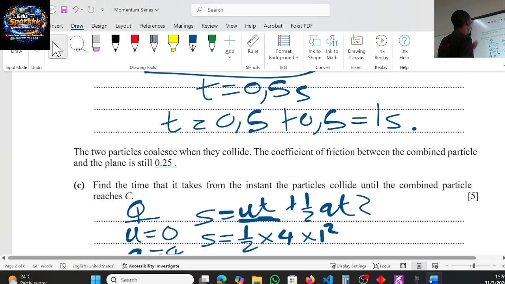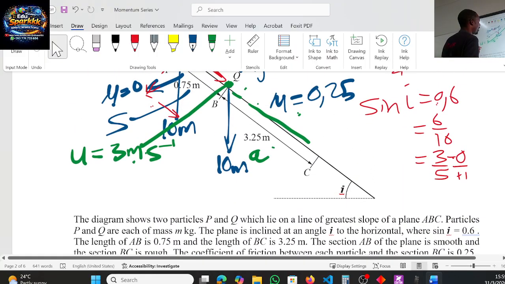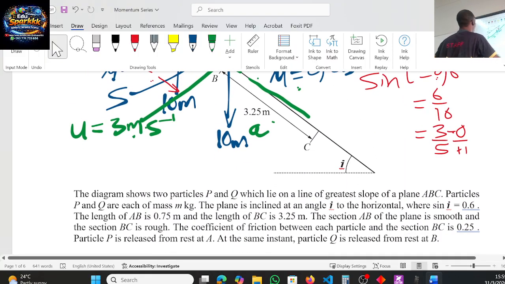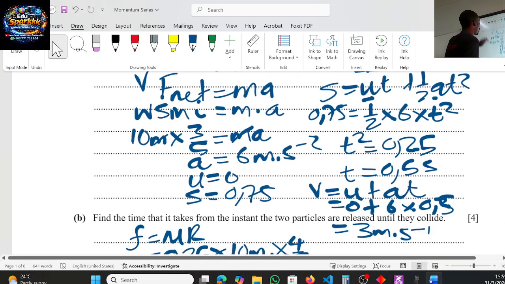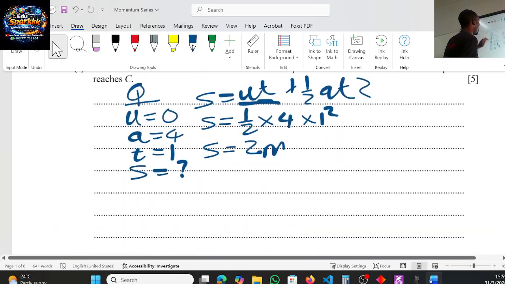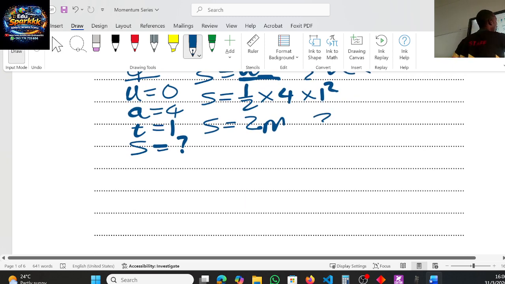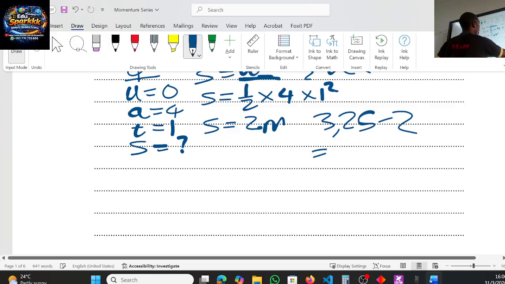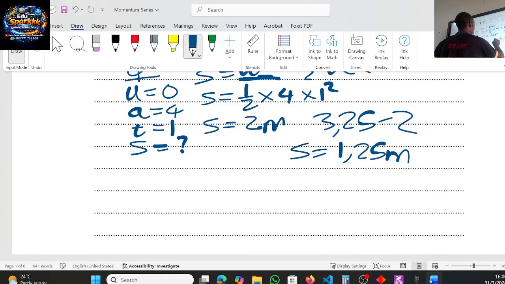And if we come back to the top part, we can see that within that section, the total distance BC where it's rough is 3.25. So when they coalesce, they move for 3.25 minus 2, which is 1.25. So the distance covered when they coalesce is going to be 3.25 minus 2, giving us 1.25 meters. Then we want to know first the final speed of both P and Q before they coalesce or they meet.